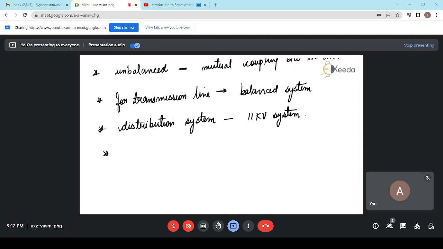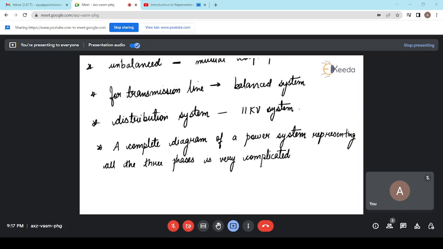So a complete circuit diagram of power system representing all the three phases becomes too complicated for a system of practical size. It is complicated for a system of practical size so much so that it may no longer convey the information it is intended to convey. Because you have a three-phase system, so three phases are there, phase A, phase B and phase C. So many components are there in a power system.